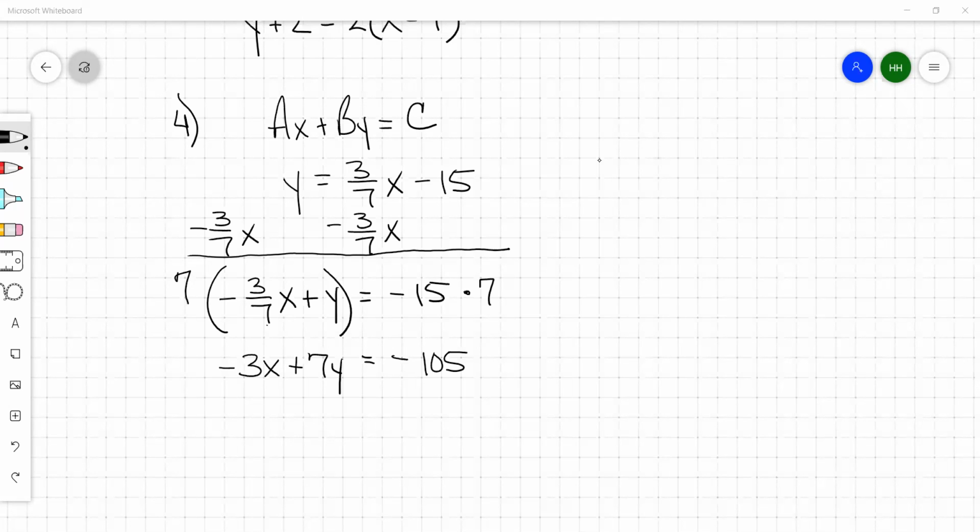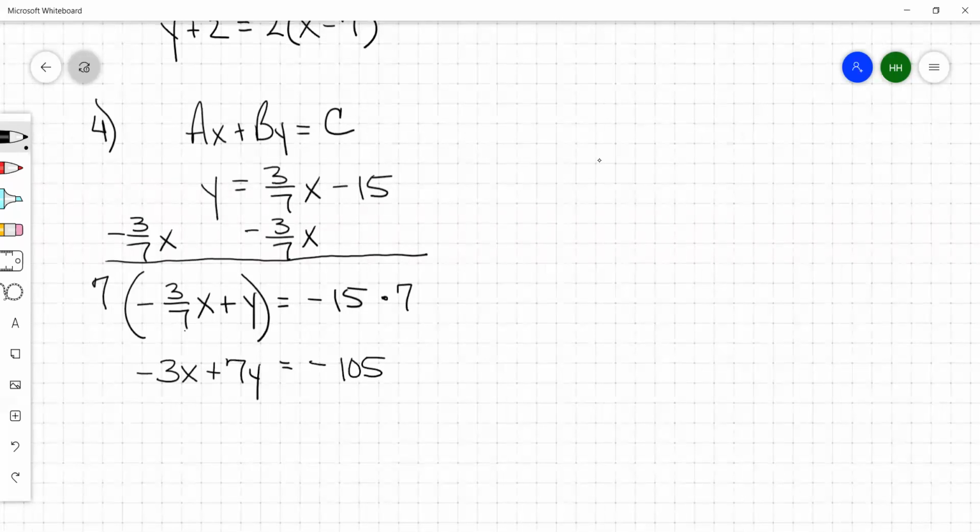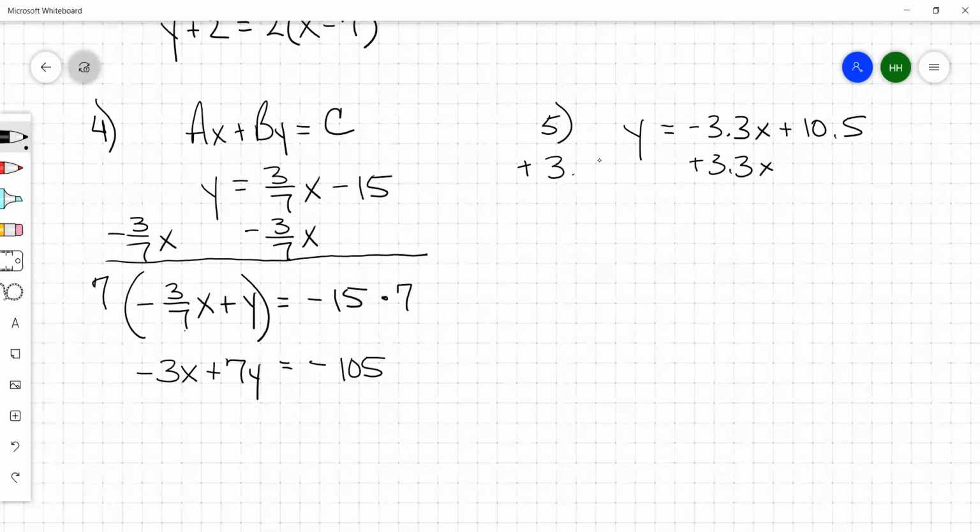And then number 5, they're giving you y is equal to negative 3.3x plus 10.5. So we got to do the same thing. We got to move the x to the other side. So we're going to add 3.3x. And the result is 3.3x plus your y is equal to 10.5.